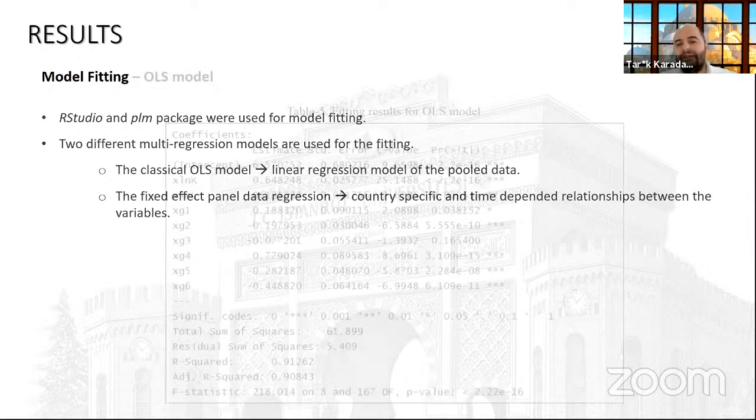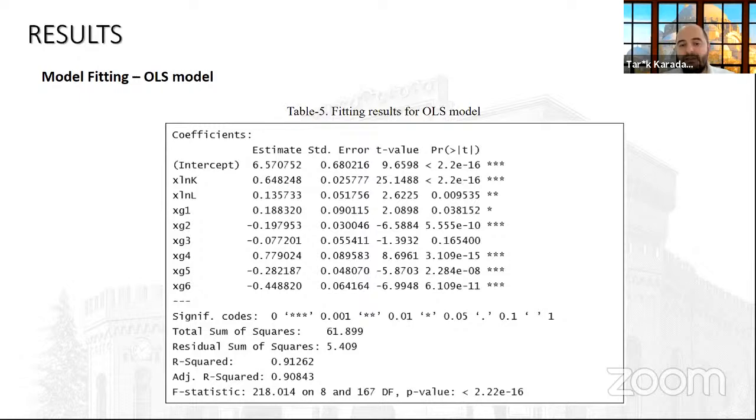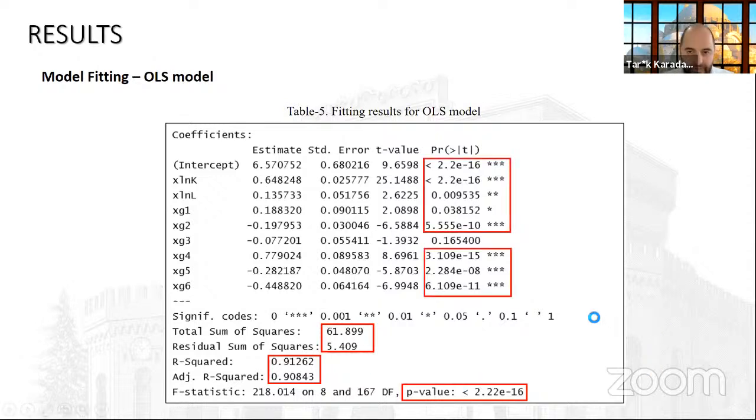So these are the fitting results in R. For the classical model, as we can see, we have high R square and adjusted R square values, which means the variation in the model can be explained within the model. The p-value is very, very small, and all of the coefficients are statistically significant at the 5% level, except one, the G3. And three of the coefficients are negative, which means that they affect the economic output not in a positive manner, but in a negative manner. It is interesting.